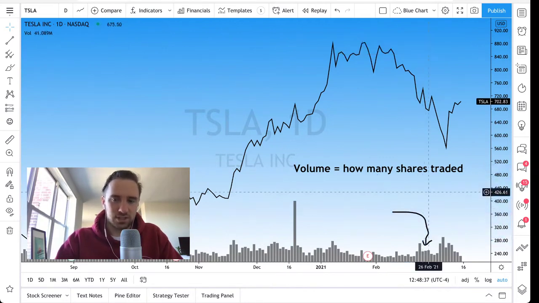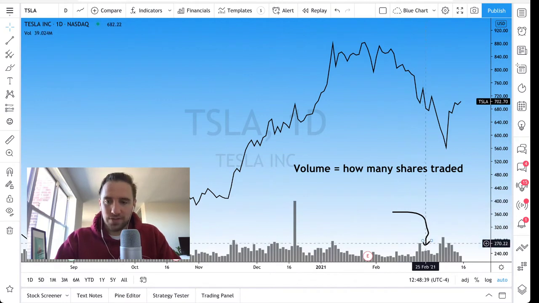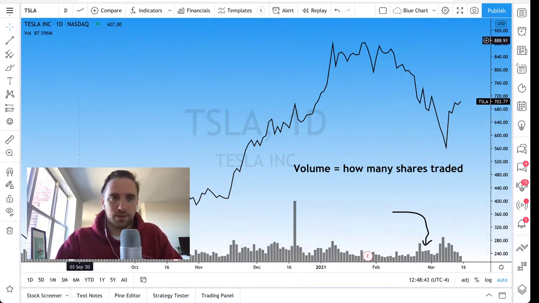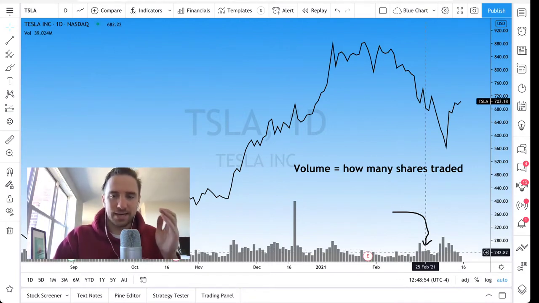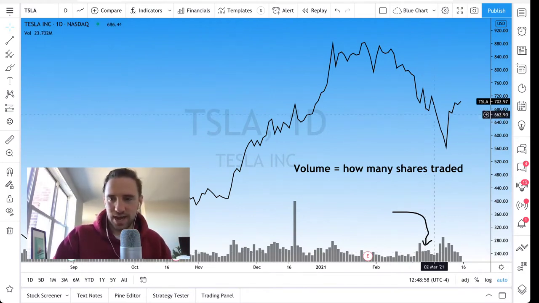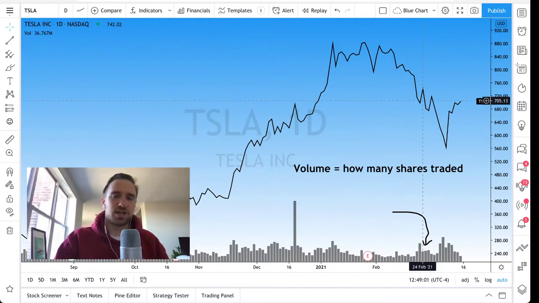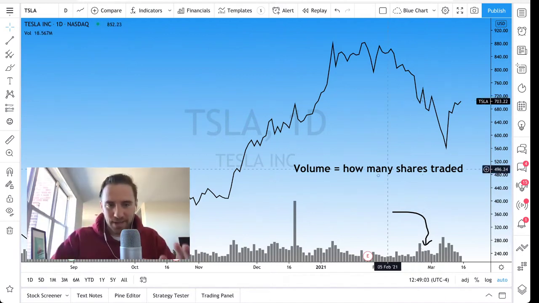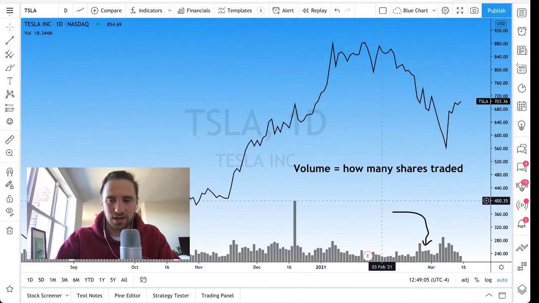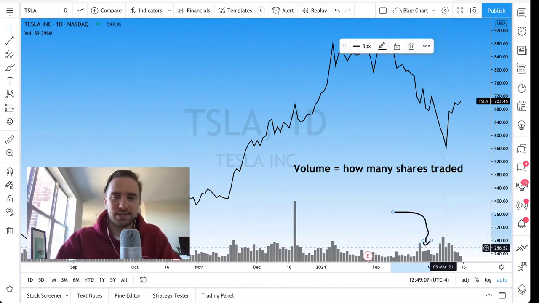They are challenging. So for example, on this day, February 25th, 2021, you can look up here, by the way, at the top left to see how many shares have traded. Volume, vol, short for volume. On this day, February 25th, 2021, 39 million shares were traded, and 39 million shares were traded at about $700 a share. Do the math on that. This is big money. There is a lot of people trading these shares on a daily basis.